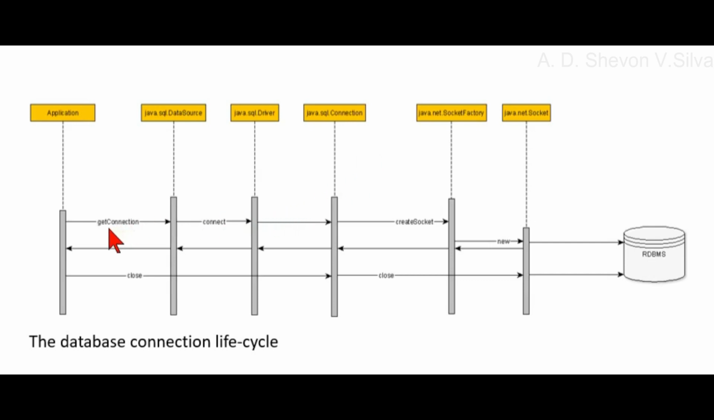The flow goes like this. Step 1, the application data layer asks the data source for a database connection. Step 2, the data source will use the database driver to open a database connection. Step 3, the database connection is created and the TCP/IP socket is opened.